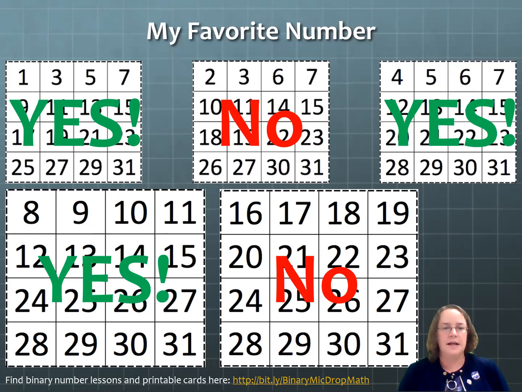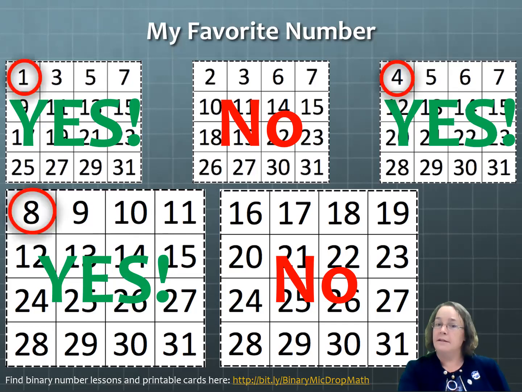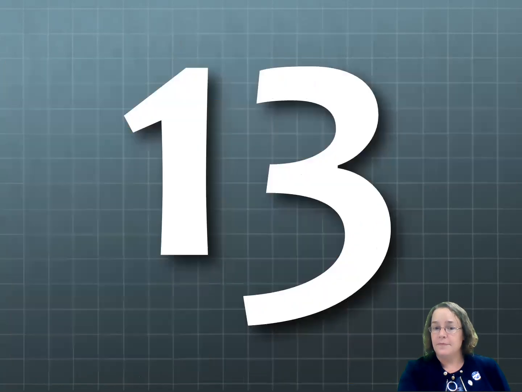Yes, it's on the third. Yes, it's on the fourth. And no, it's not on the fifth card. So based on what we just talked about, can you figure out what my favorite number is? And again, you just have to add up the top left numbers on the yes card. And if you did that mathematics correctly, you should have gotten that my favorite number is indeed the number 13.